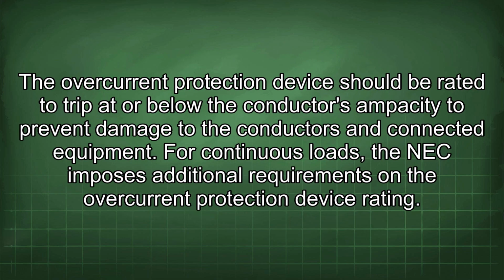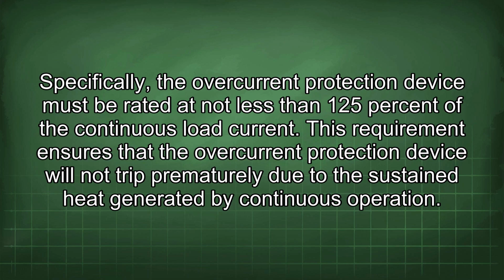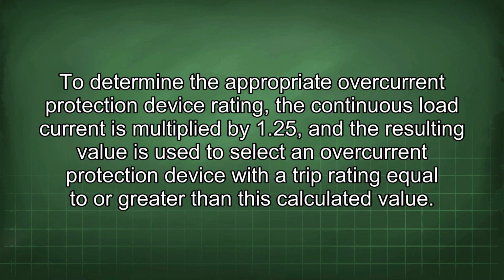The overcurrent protection device should be rated to trip at or below the conductor's ampacity to prevent damage to the conductors and connected equipment. For continuous loads, the NEC imposes additional requirements on the overcurrent protection device rating. Specifically, the overcurrent protection device must be rated at not less than 125% of the continuous load current.